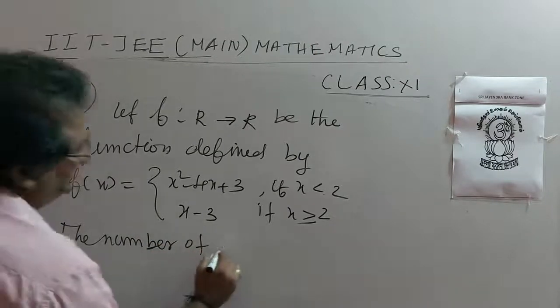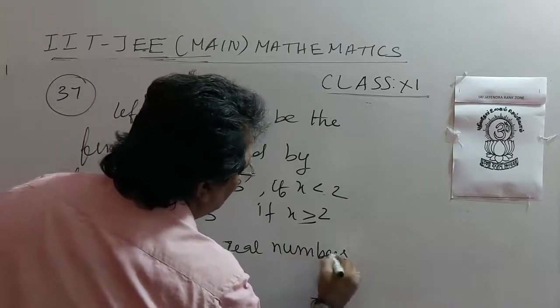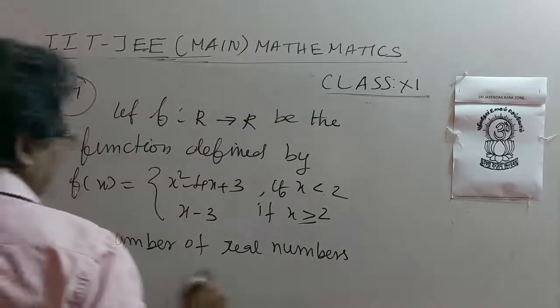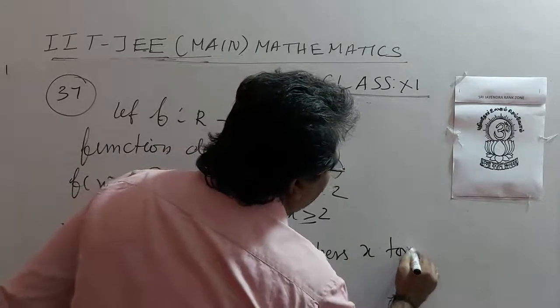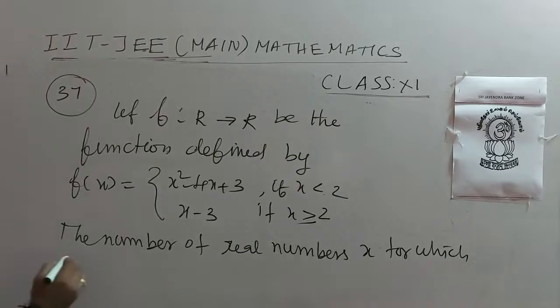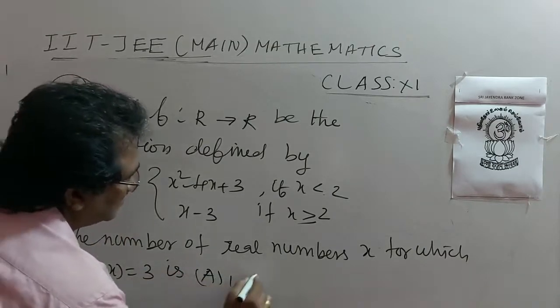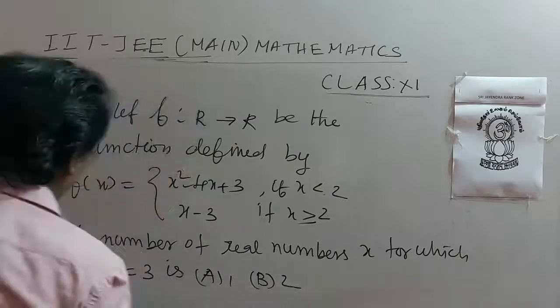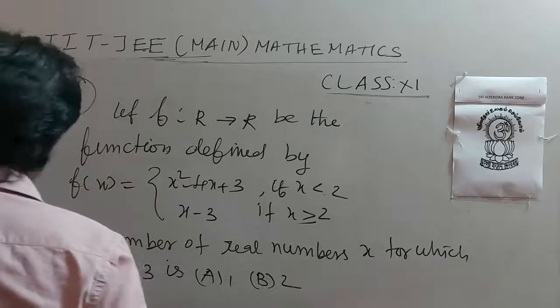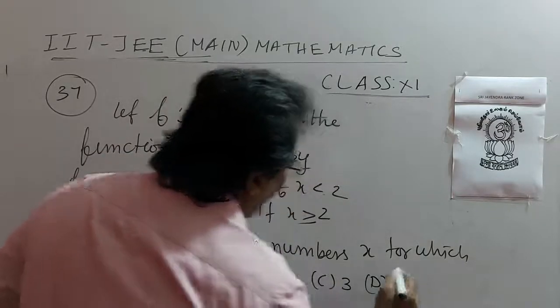The number of real numbers x for which f of x equal to 3 is: option A 1, option B 2, option C 3, option D 4.